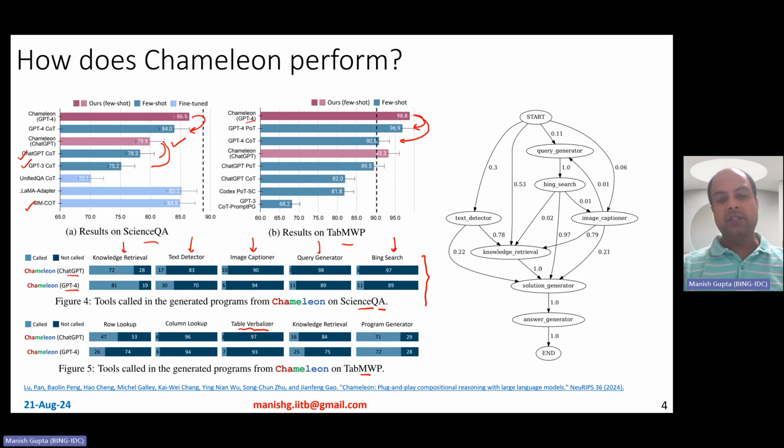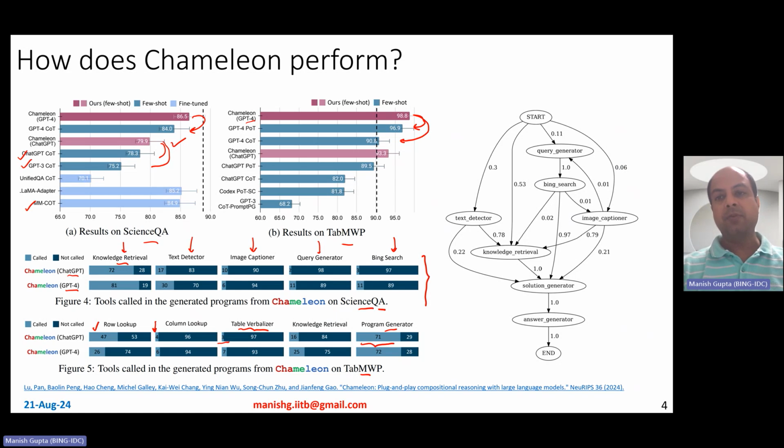But what is also obvious is that in TabMWP, the program generator is called many times. The table verbalizer is not called so many times. Maybe because most questions just require you to choose a few options rather than generate full answers. So the table verbalizer may not be very important there. But row lookup is used many times, column lookup not so many times. The knowledge retriever is the most frequently used tool in ScienceQA, but the program generator is the most frequently used tool in TabMWP.